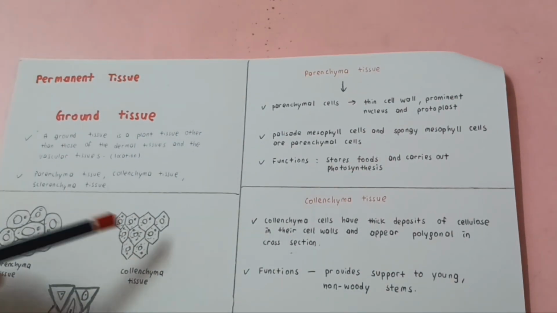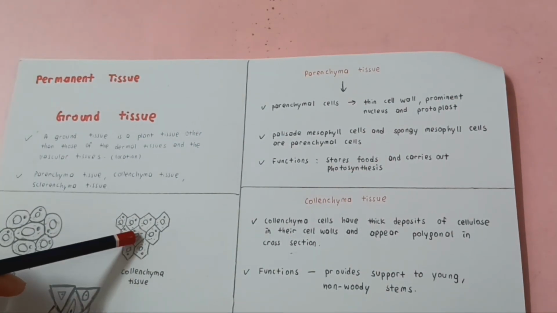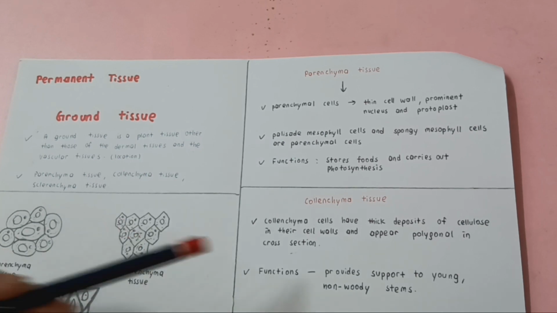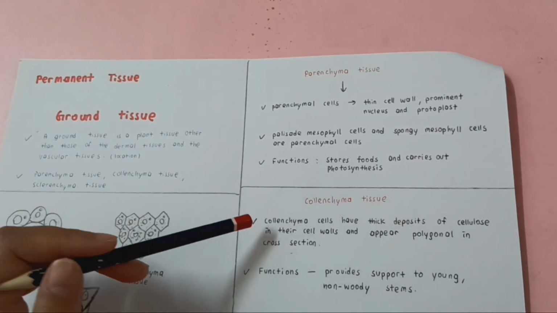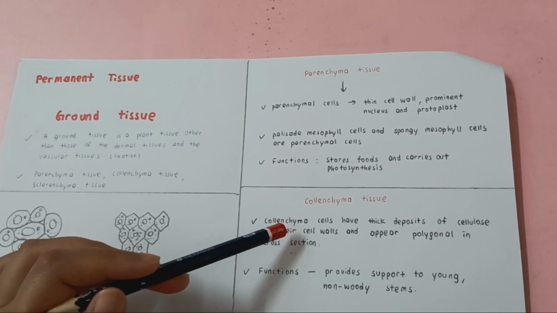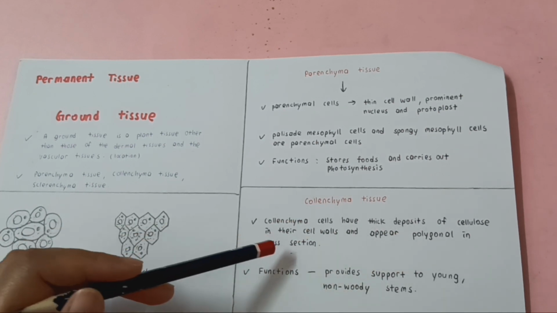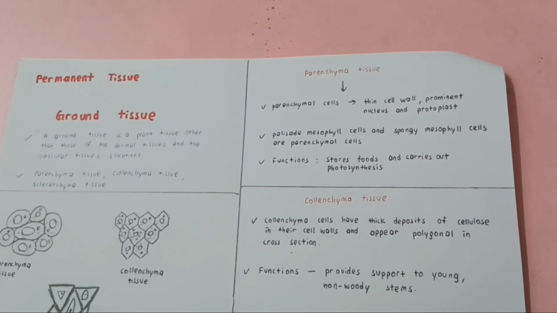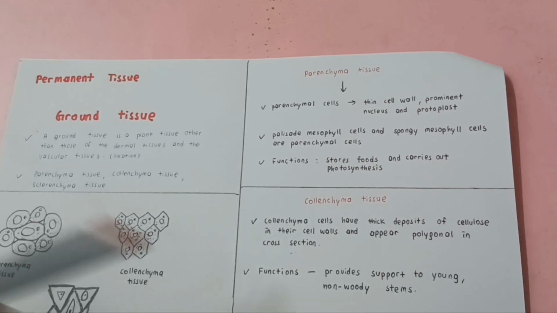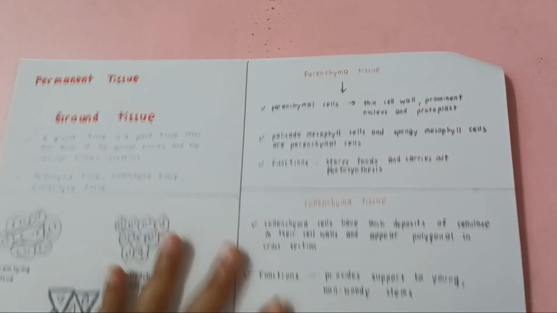Next, the collenchyma tissue. So what's special about the structure is they have thick deposit of cellulose in the cell wall, and they appear polygonal in shape in cross-section view. The function is to provide support to young non-woody stem.